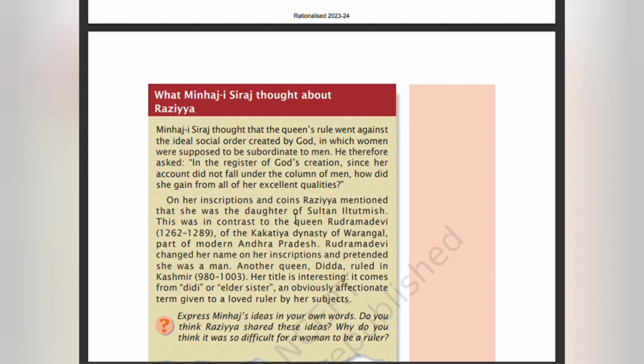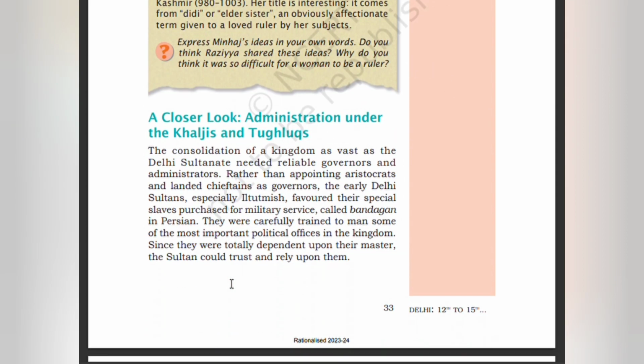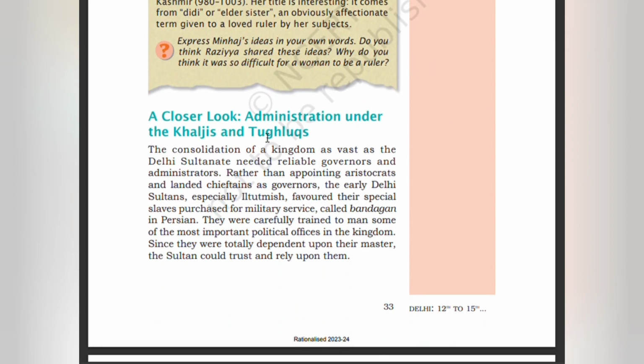On her inscriptions and coins, Razia mentioned that she was the daughter of Sultan Iltutmish. This was in contrast to Queen Rudrama Devi of the Kakatiya dynasty of Warangal, part of modern Andhra Pradesh. Rudrama Devi changed her name on the inscriptions and pretended she was a man. Another queen, Didda, ruled in Kashmir, 980 to 1003. Her title is interesting. It comes from Didi or elder sister, an obviously affectionate term given to a loved ruler by her subjects.